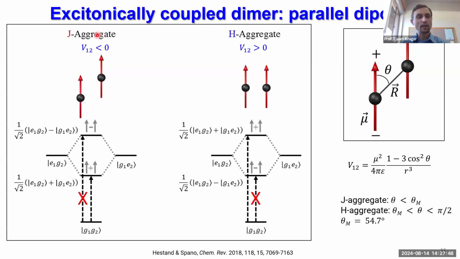Okay, so for the J aggregate we have a negative potential, for the H aggregate a positive potential, and a J aggregate doesn't necessarily have to be a head-to-tail orientation like this. It's just a case where theta is smaller than the magic angle.